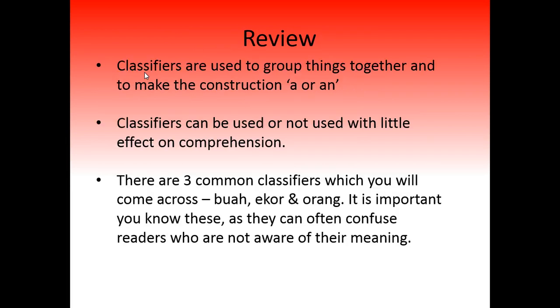So just to review, classifiers are used to group things together and make the construction "a" or "an". Classifiers can be used or not used with little effect on the comprehension. There are 3 common classifiers which you will come across, buah, ekor, and orang. And it's important to know these so you're not confused when you see them and you understand that they're just classifying a word or creating that context.